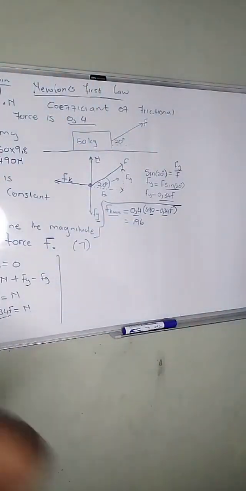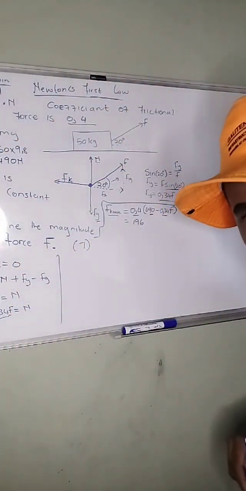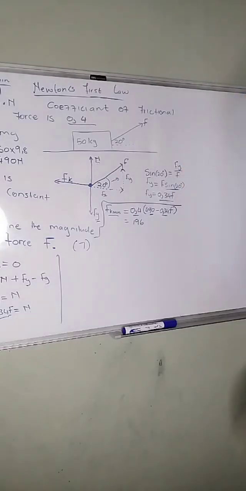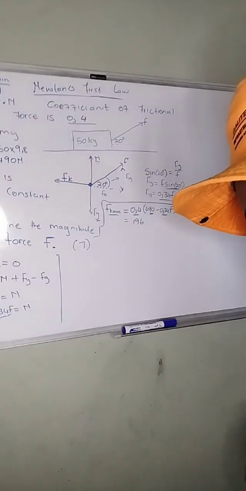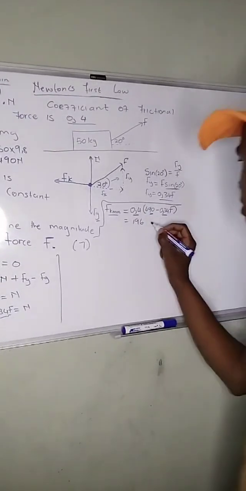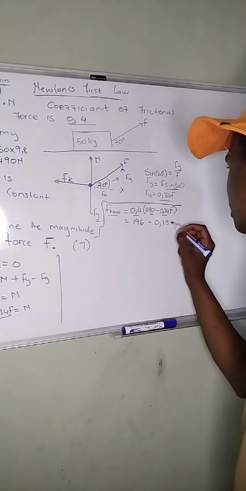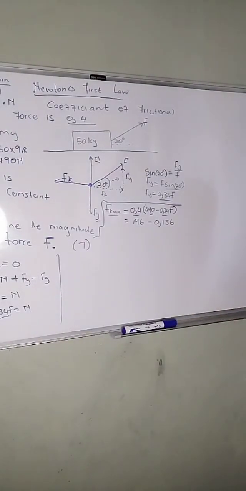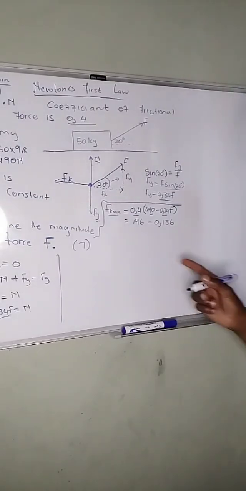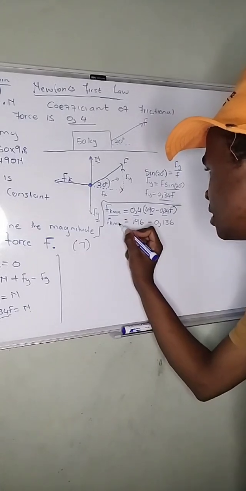Okay. So it's going to be minus 0.136 F. Is it 0.136? Okay, it's fine. So we have 196 minus 0.136 F equals Fk minimum.